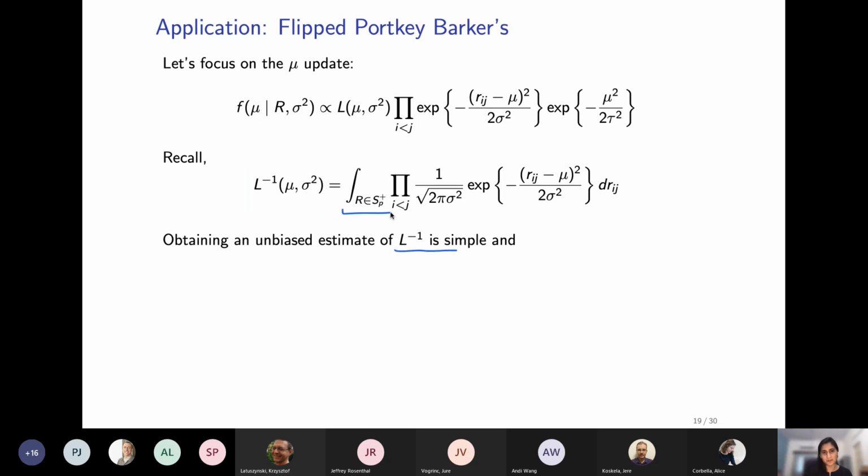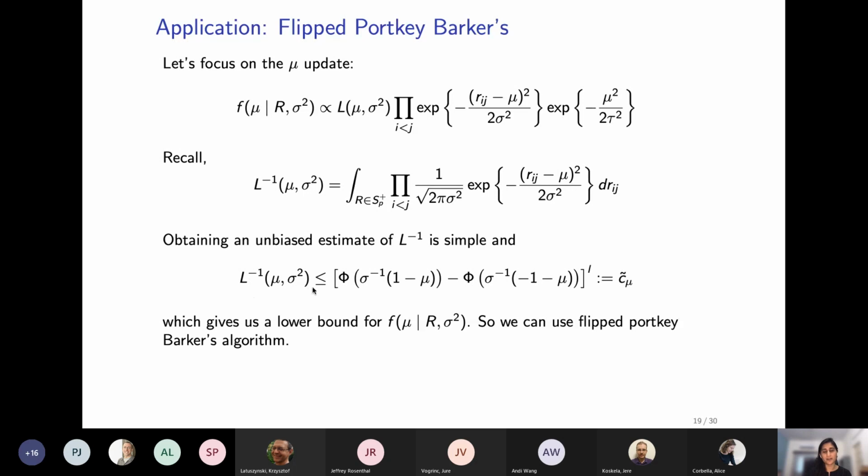We are in a restricted space. I can use importance sampling using truncated normal proposals. And I can also quite easily obtain a bound on L inverse, again, using the fact that in the correlation matrix, each component is between -1 and 1. And so, using a truncated normal argument, I get the following upper bound on L inverse for mu and sigma squared. Now, because I've been able to upper bound L inverse, I now have a lower bound on F, because this part of the density is fine. I don't have to worry about this part of the density.